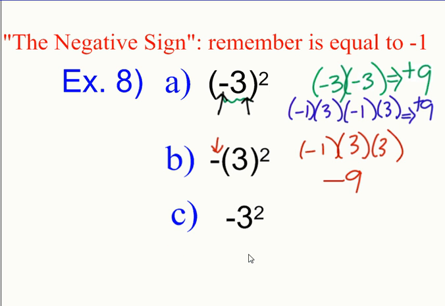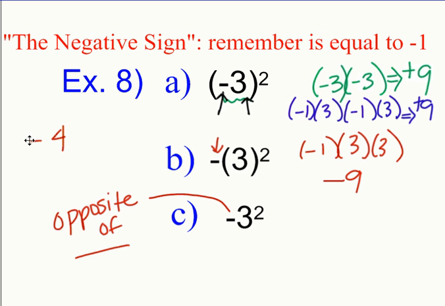Here we have negative 3 squared. So if we think about the negative sign, when we see the negative sign, we want to think of the words opposite of. It's almost like looking at the number negative 4. Negative 4, what is the opposite of 4? Well, the opposite of 4 is a negative 4.